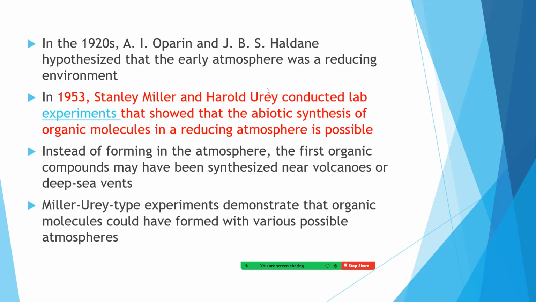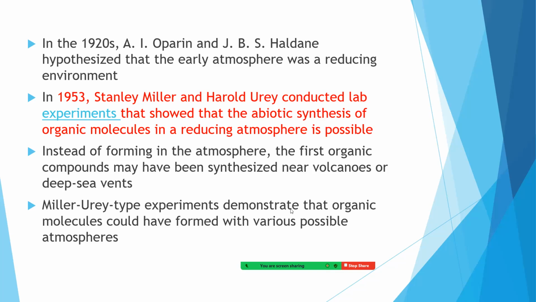And then this continued forward with other experiments. One that was very pivotal early on in the thought processes of how life actually started to form on the Earth was in 1953, the same year that Watson and Crick and Rosalind Franklin described the structure of DNA. So Stanley Miller and Harold Urey conducted lab experiments that showed the abiotic synthesis, so again, without life, so you can synthesize organic molecules in a reducing atmosphere. So this is really interesting.